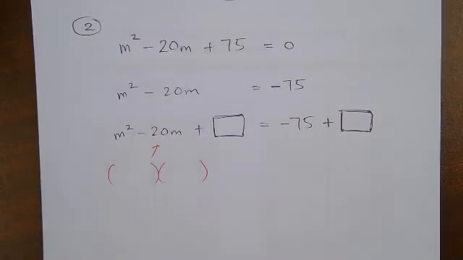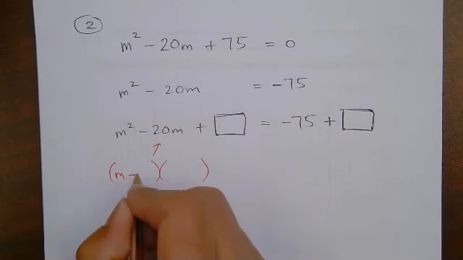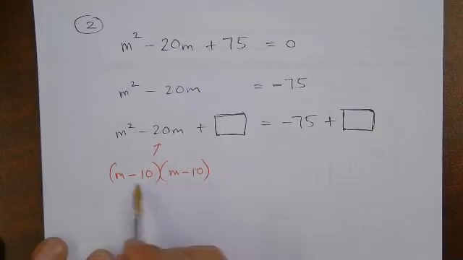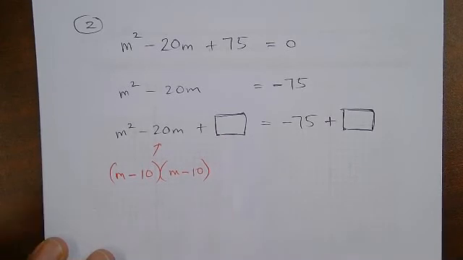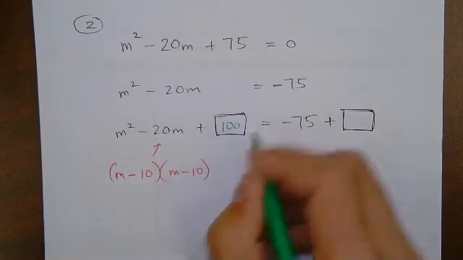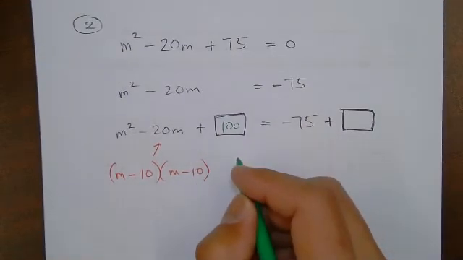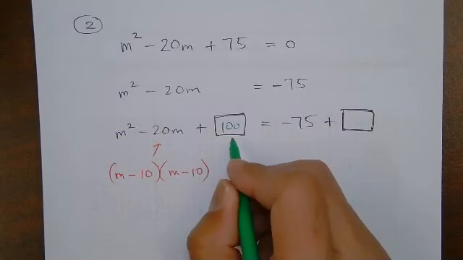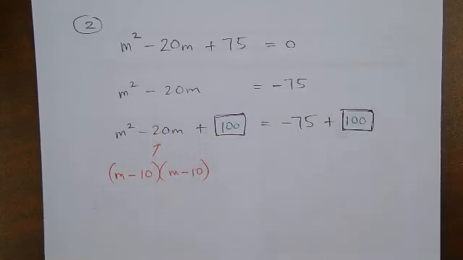If that's a negative 20m, what's going to be in the parentheses? You guys agree it's negative 10, negative 10? Half of 20 is 10? Yeah. And if these two add up to the 20, what's the number that has to go there? 100. You guys agree it's 100? Yeah, because 10 times 10. So you add 100 here, and whatever you add here, you have to add it to the other side of the equation, right?